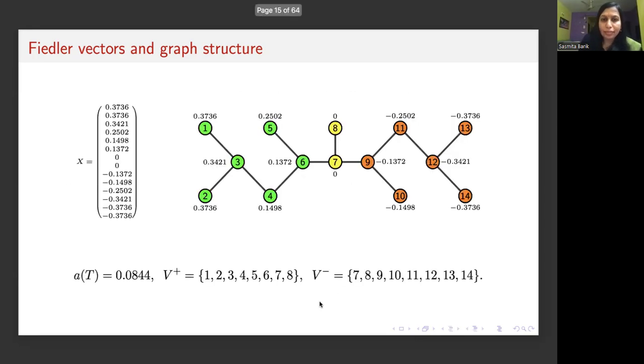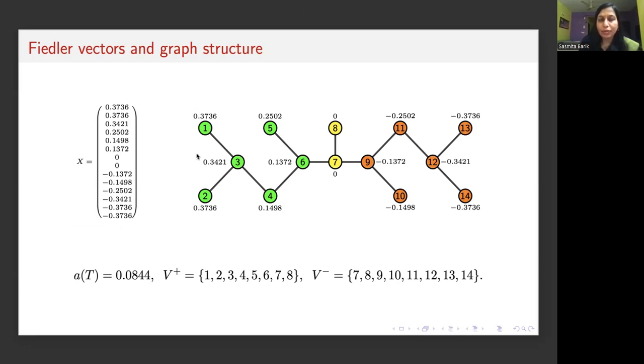For example, you can see here, this is a tree, and I have taken the Fiedler vector. This is the algebraic connectivity. You can compute it using MATLAB. So here, this is the Fiedler vector.